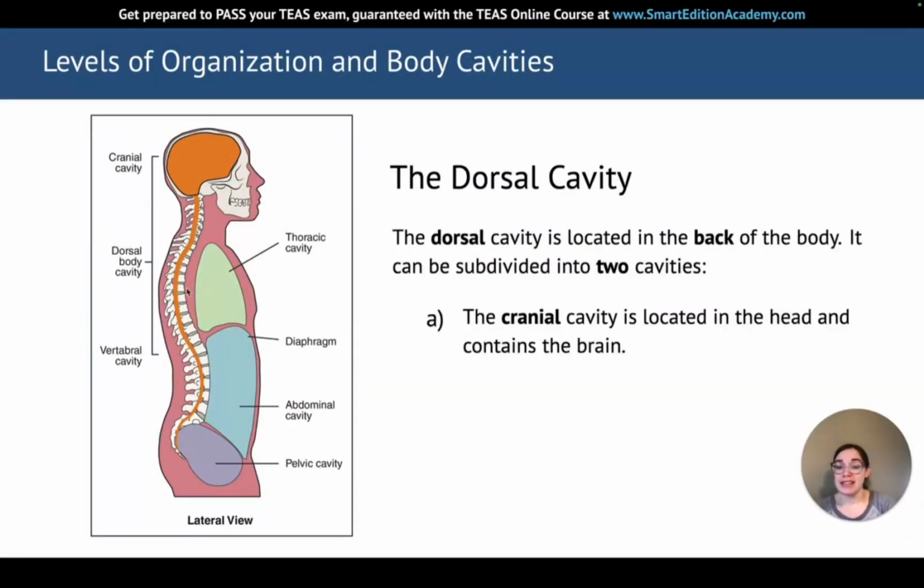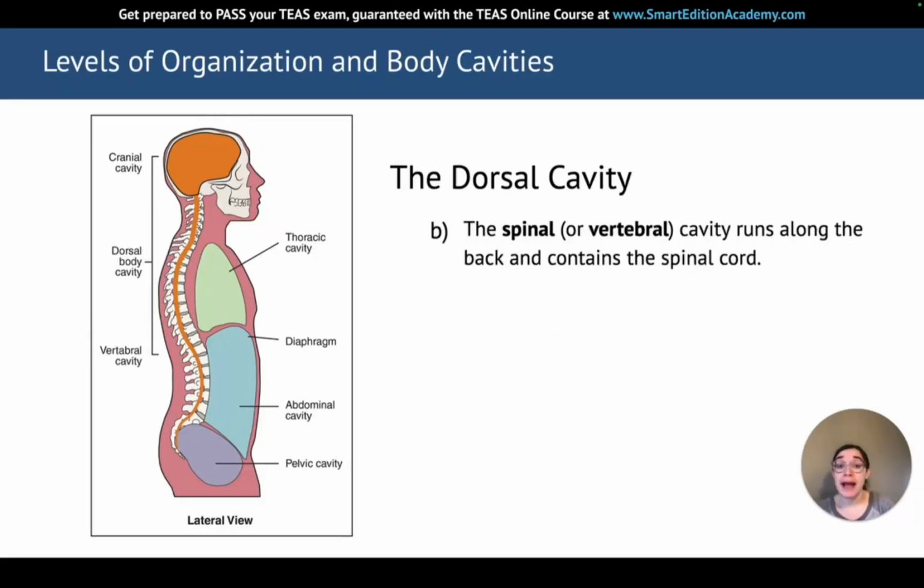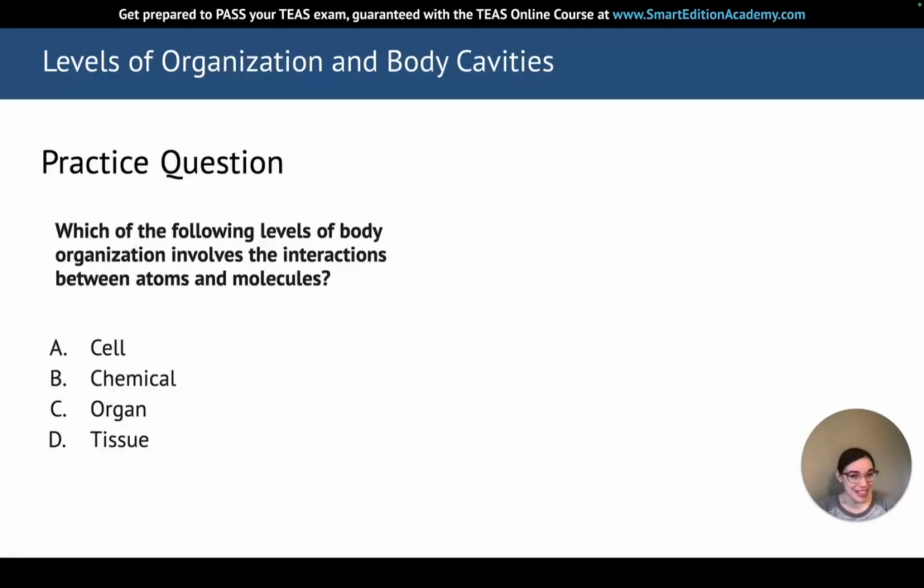The dorsal cavity is the second major cavity in the human body, and it is found on the back of the body. You can see it illustrated in orange here. So it can be subdivided into 2 cavities. The cranial cavity is found in the head, and it contains the brain, while the spinal or vertebral cavity starts in the neck and runs along the back all the way down to here, and it contains the spinal cord. So its name makes sense, right? These names give us a hint as to where these cavities are located and possibly what structures they contain as well.